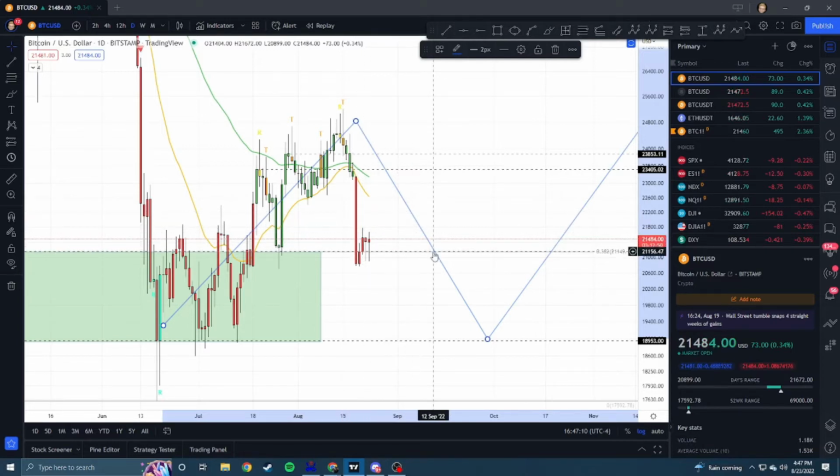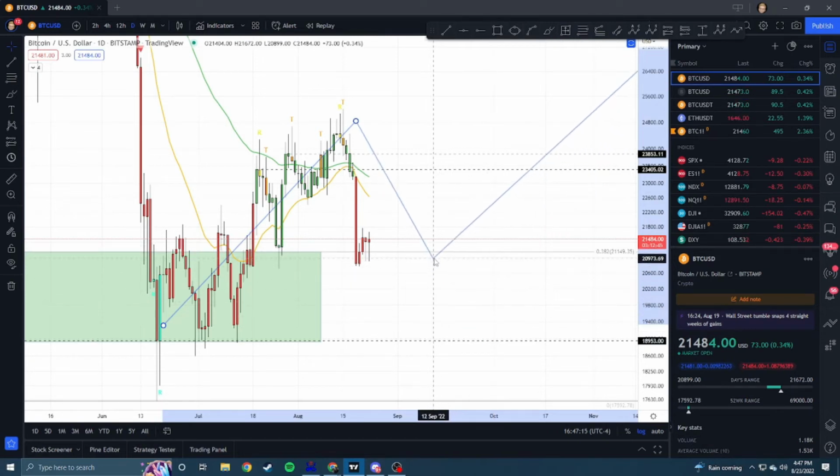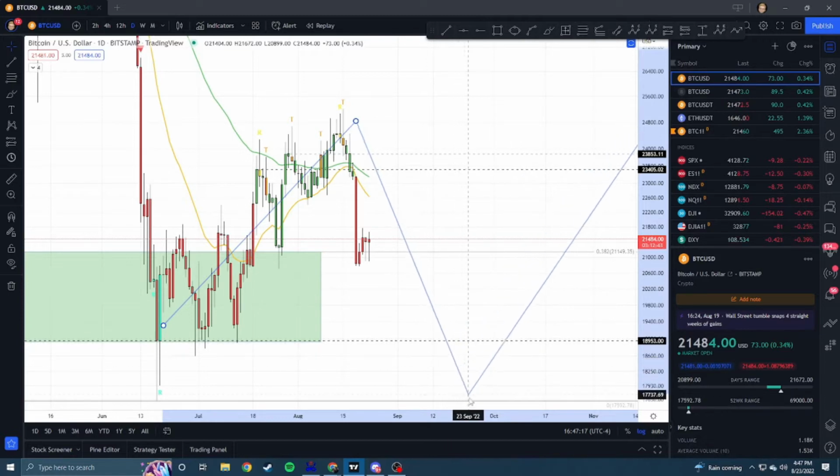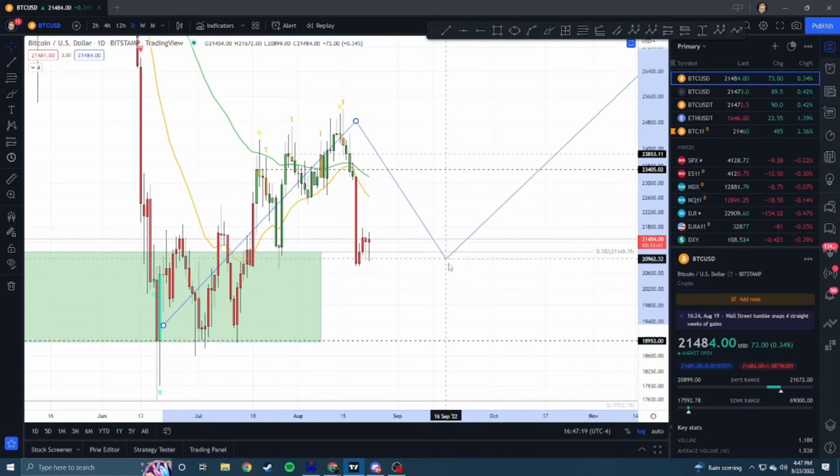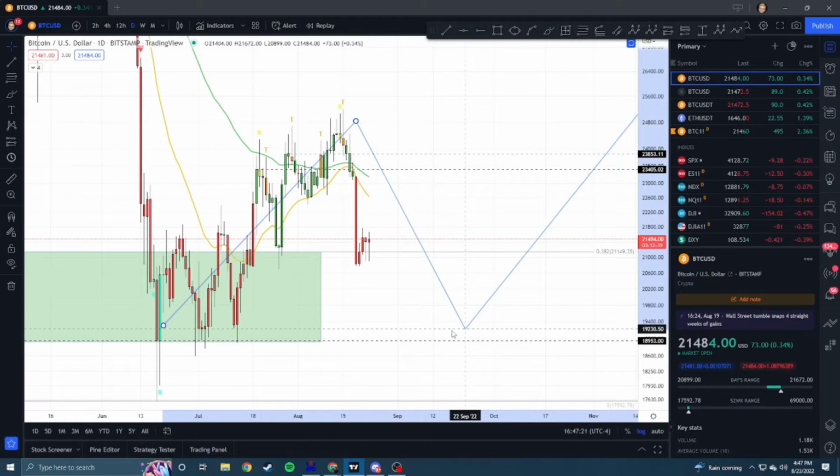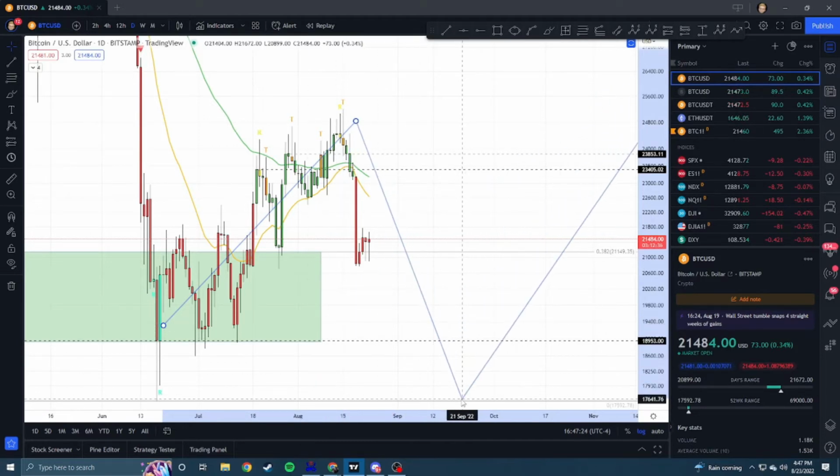I think in last time's video we also discussed a couple of different possibilities for a pullback. We talked about a shallow retracement, a clean double bottom retracement, or an equal retracement, or an extended retracement. So that's where we're going to go with today's video.